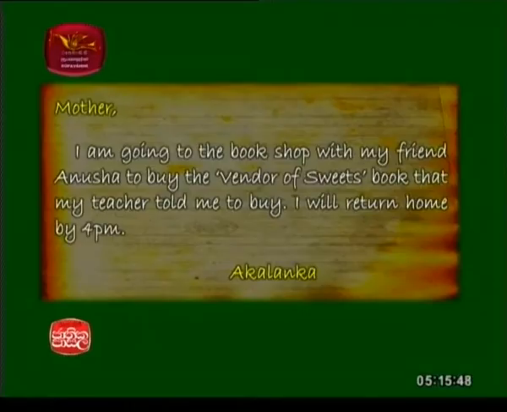Now I'm not going to discuss now, but you can see this is a short notice. Note. It is written by Akalanka to his mother. I'm going to the bookshop with my friend Anusha to buy Vendor of Sweets book that my teacher told me to buy. I will return home by 4 p.m.